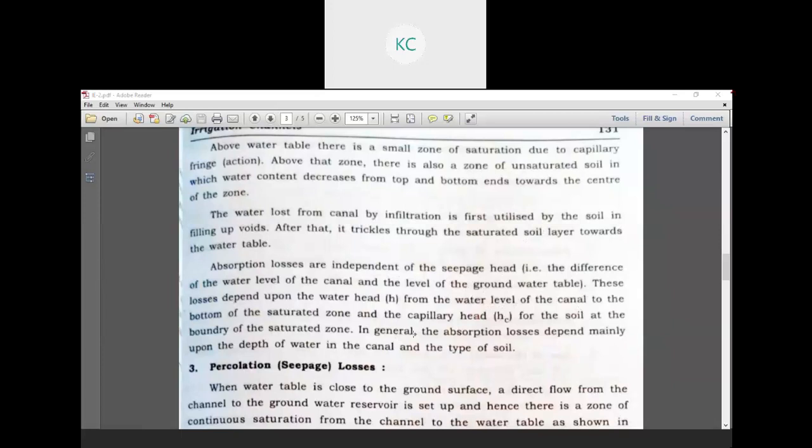Okay, so what is a seepage head? Seepage head is nothing but the difference of the water level of the canal and the level of the groundwater table. Okay, so the difference between the water level of the canal and the level of the groundwater is called the seepage head. But the absorption losses are independent of the seepage head.